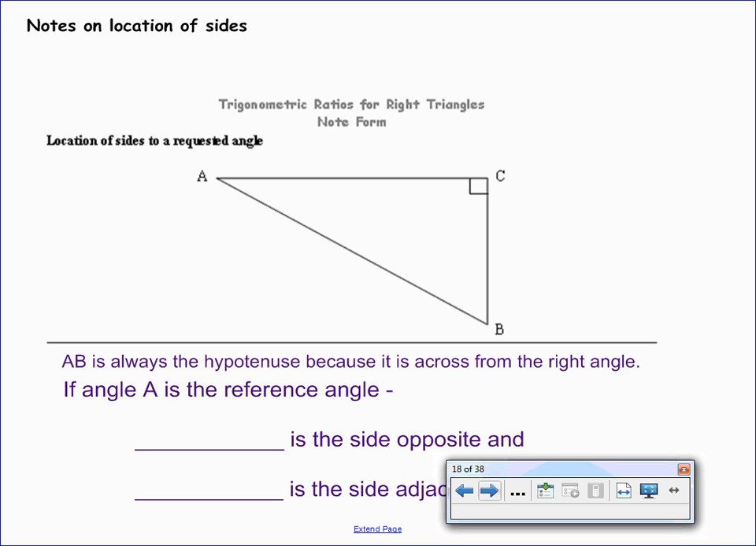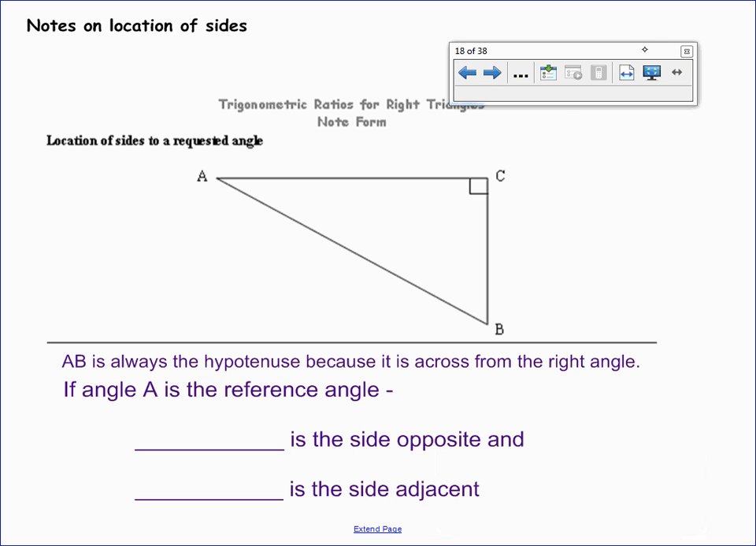All right, let's add some common vocabulary. At this time, we'll switch gears to our green note sheet and practice with our location aside. Thanks to those of you who came down and shared your responses. I appreciate that. So here we go. In this particular triangle, AB must be the hypotenuse because it's across from the right angle.